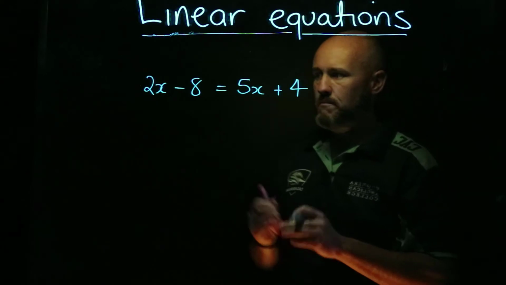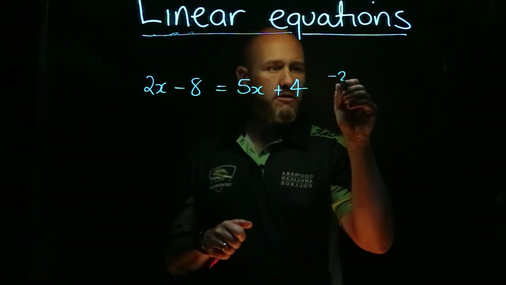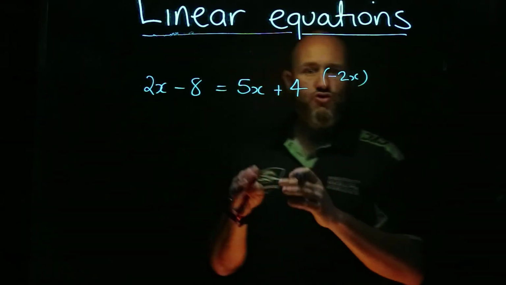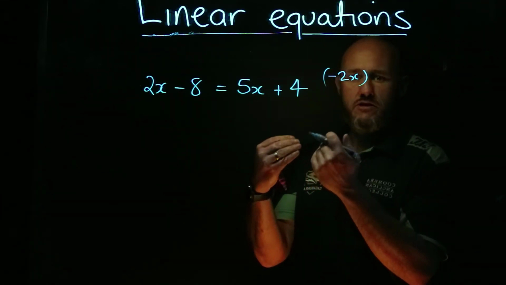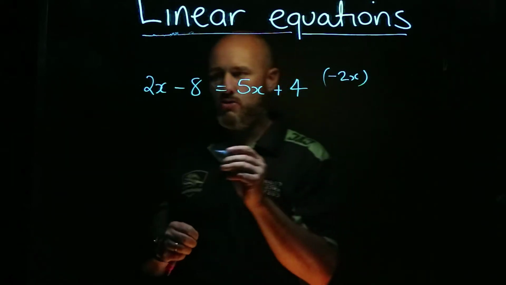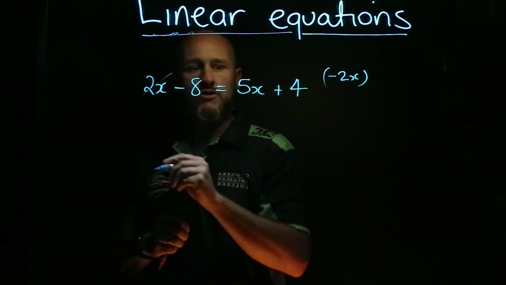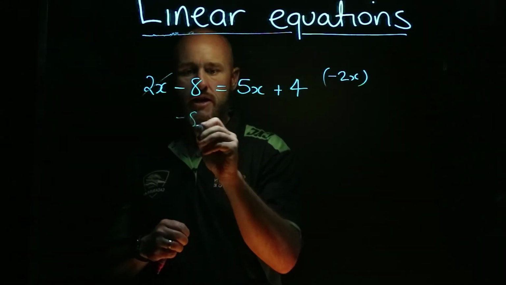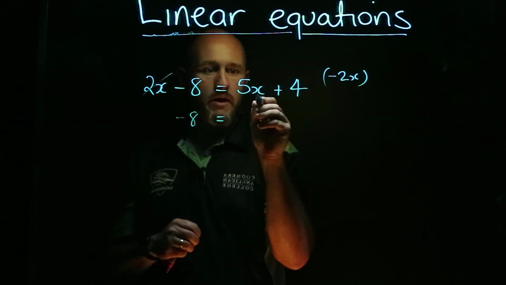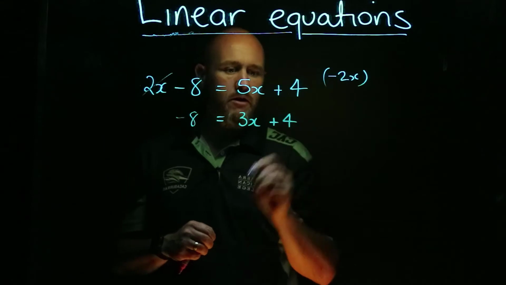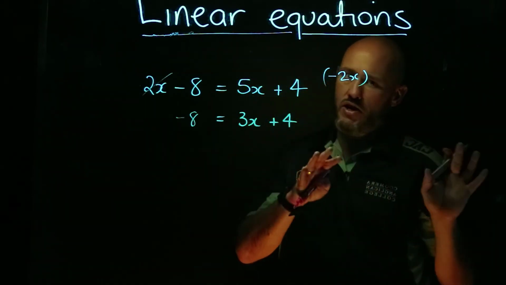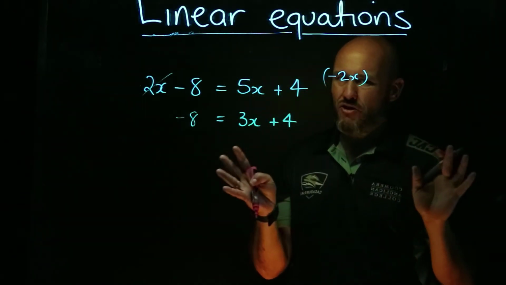So what I'm going to do instead is I'm going to subtract 2x. So my strategy now is to subtract the lowest number of x's in order to keep the highest number of x's positive. So I'll subtract 2x on both sides. It will cancel out those 2x's and I'll be left with negative 8 is equal to 5x minus 2x is 3x plus 4. Now it's not ideal, I know, because the x is on the right hand side. It's not normally where we try and keep it.